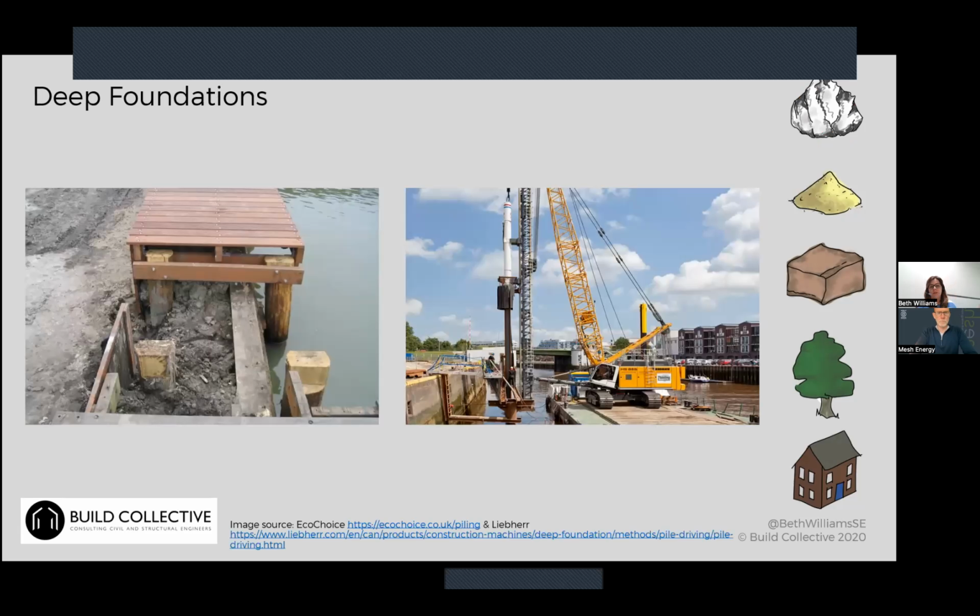And then we're moving on to deep foundations, which is probably what most of you have come here wanting to talk about, which is essentially piles. There are other deep foundation options, but most people are talking about piles when they're talking about deep foundations. So we'll start from the most common, and then we'll get into some other options.